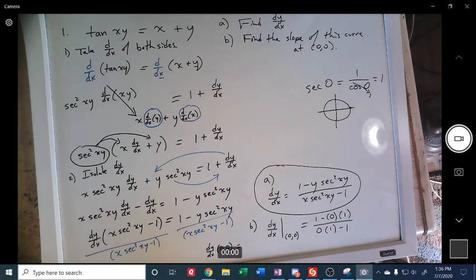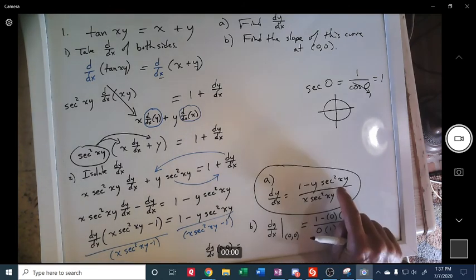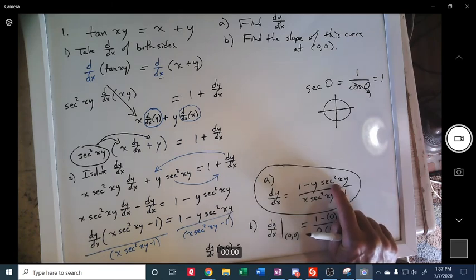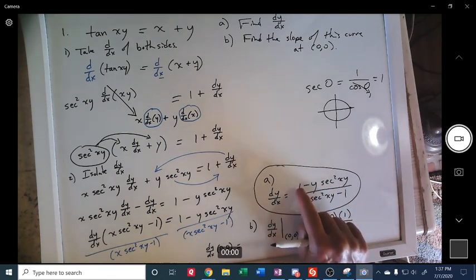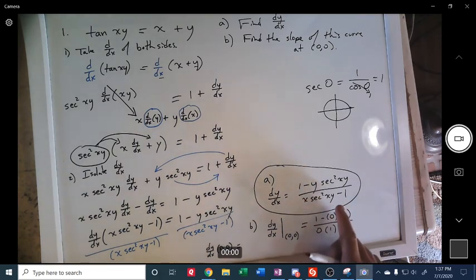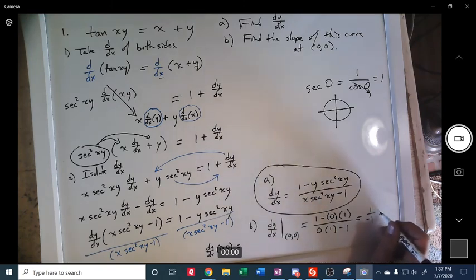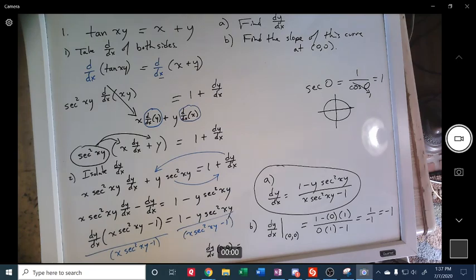Professor? Yes. The secant squared xy, could that just factor out in numerator and denominator, just leaving you 1 minus y over x minus 1? Would that work? No, because in the numerator, the secant squared is on one of the terms. If it was with both terms, then we could factor it out. Okay, and the same thing in the denominator. All right, but it's good to keep looking for shortcuts like that. So 1 minus 0 is 1, and then 0 minus 1 is negative 1, and then I get negative 1. So that's the answer for part B.